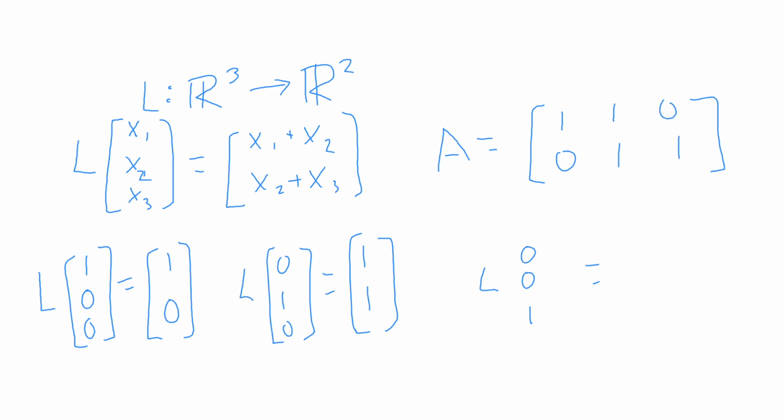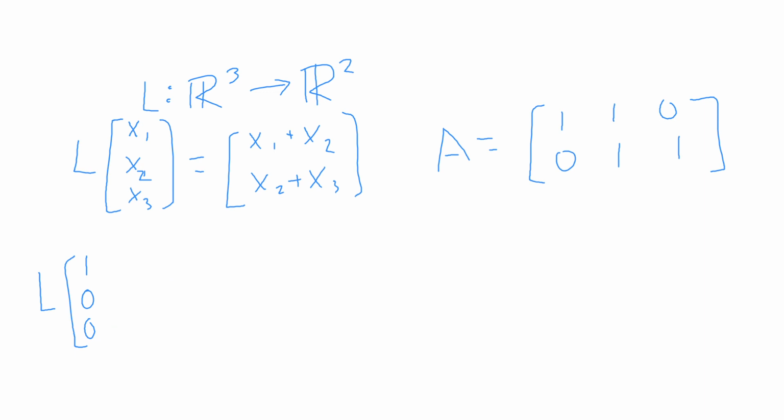Okay. We can test this with any vector in R3 that we choose. Feel free to test it with as many as you'd like to confirm what I'm telling you. I am going to choose just an arbitrary vector. Let's go 3, 1, 7. The linear transformation of 3, 1, 7 is 3 plus 1 is 4, 1 plus 7 is 8.